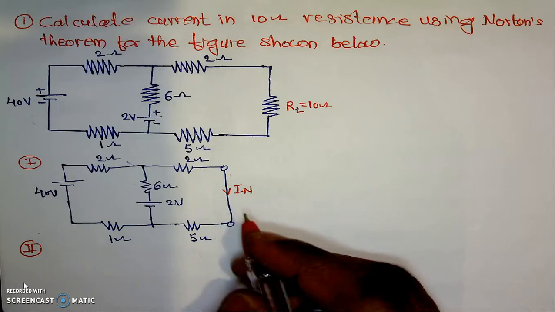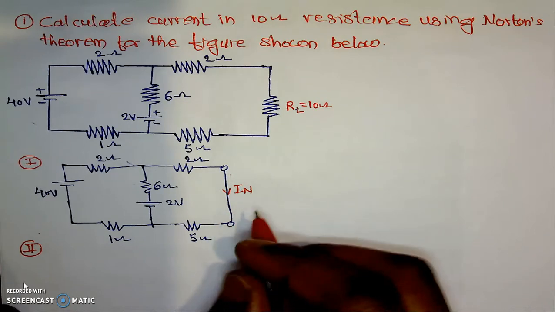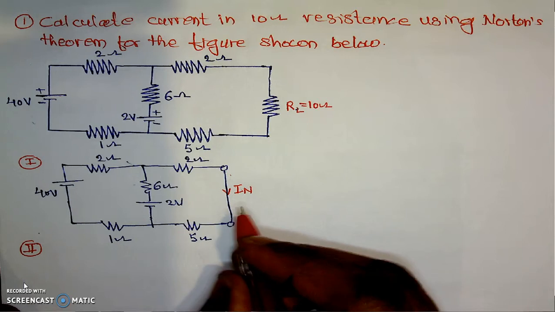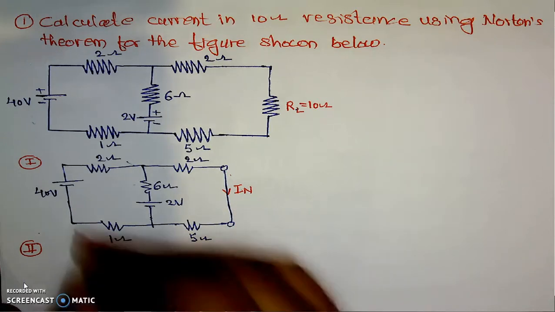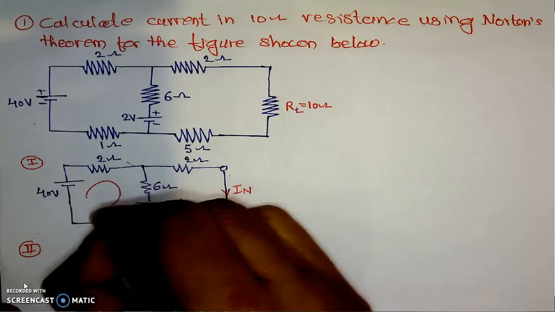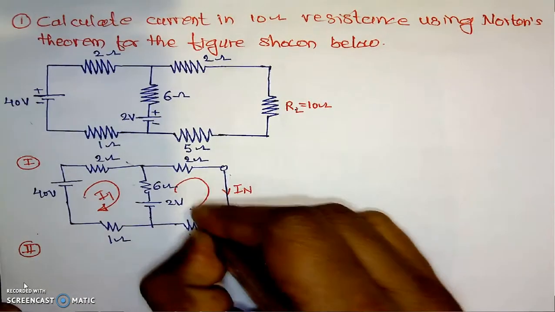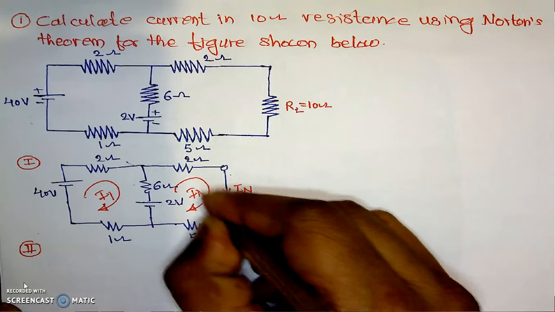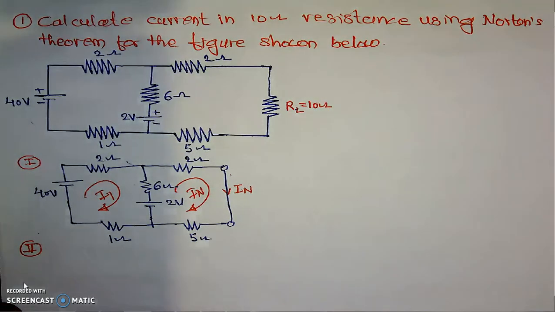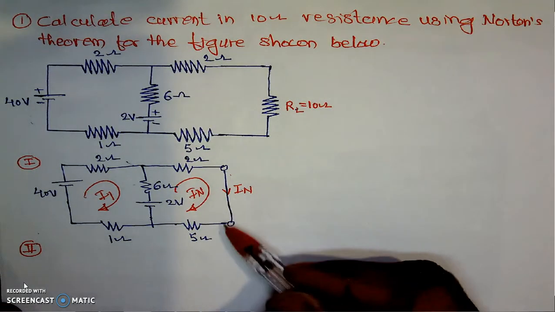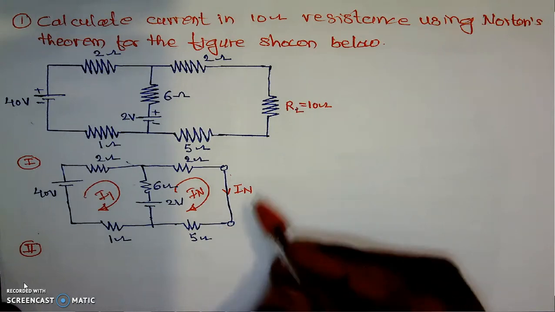Now in this video, I will use the direct inspection method for the calculation of the current. I will name this current I1 and this current IN, which is Norton's current. Two currents, here it is IN. Now, how is the direct inspection method?